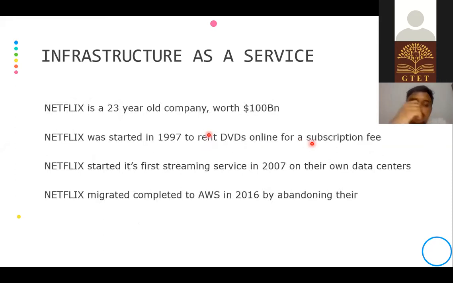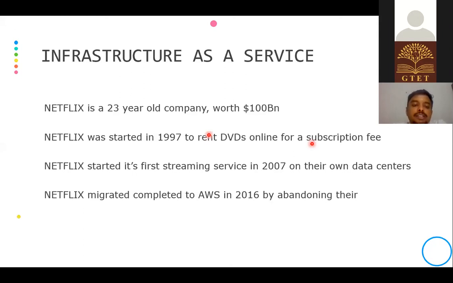The example that I'm talking about here is Netflix. Netflix, for those of you who are not aware, is a video streaming company which is 23 years old. It started in 1997. It is worth about $100 billion today. Netflix originally started as a website which was renting out DVDs, because DVDs were the trend in the 1990s, and Netflix started renting out DVDs for a subscription fee, right?